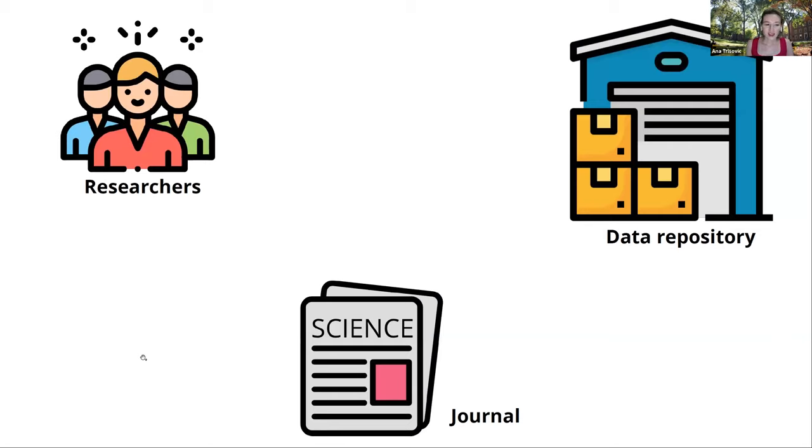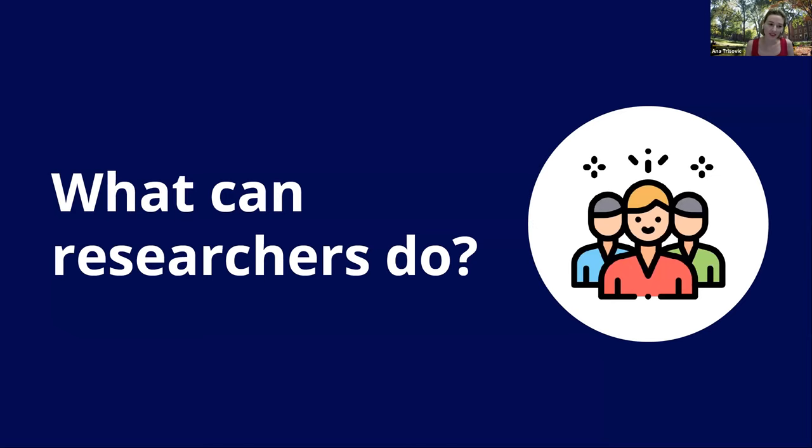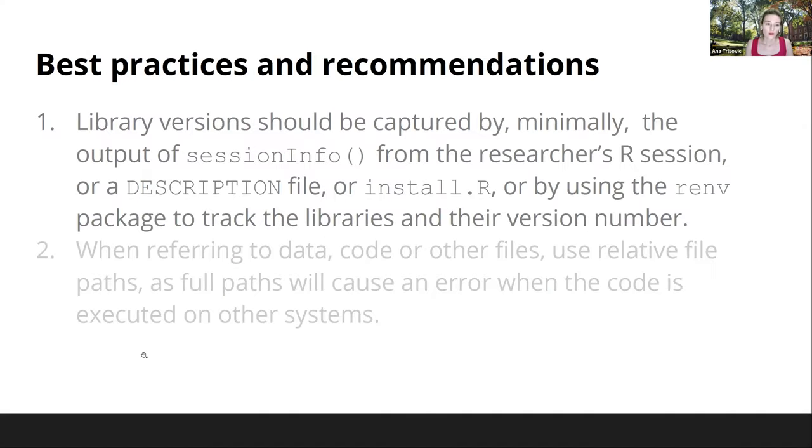All right, so now going back to the actors, the researchers, data repositories, and journals, they would all agree that we want open and reproducible science. You're all on the same page. So now let's see what researchers can do to facilitate this process. First, capturing the libraries used and their versions is critical. So they should do that.